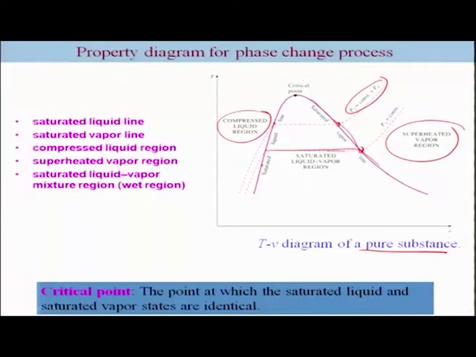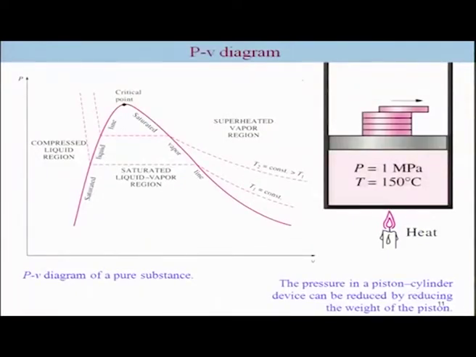Now if it is a PV diagram, the PV diagram here represents the same regions: compressed liquid, superheated vapor, saturated liquid, and critical point. However, the isotherms, the slopes are going to be different from the ones which we are using on TV and isobars. So the slopes here are negative. So in other words, you can consider this representation.